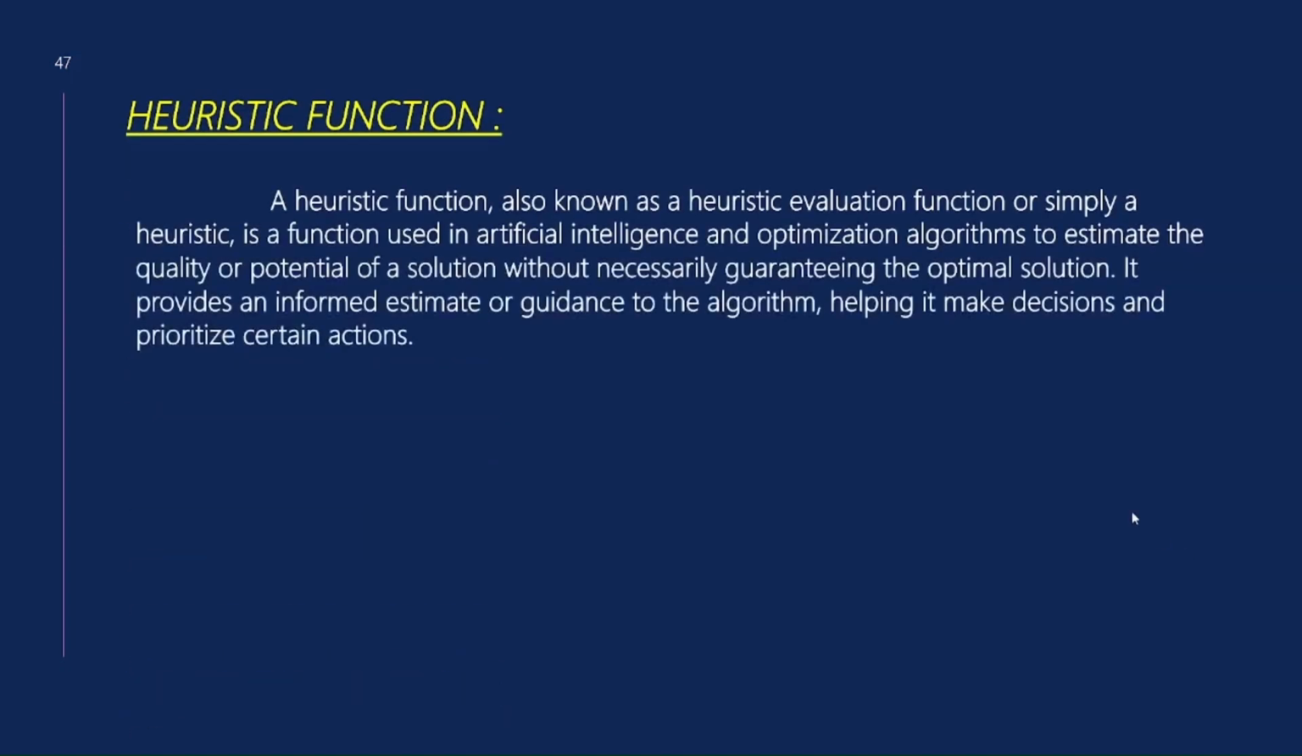Hi friends, I am Mihir Patel. Heuristic function. A heuristic function, also known as a heuristic evaluation function or simply a heuristic, is a function used in artificial intelligence and optimization algorithms to estimate the quality or potential of a solution without necessarily guaranteeing the optimal solution. It provides an informed estimate or guidance to the algorithm, helping it make decisions and prioritize certain actions.